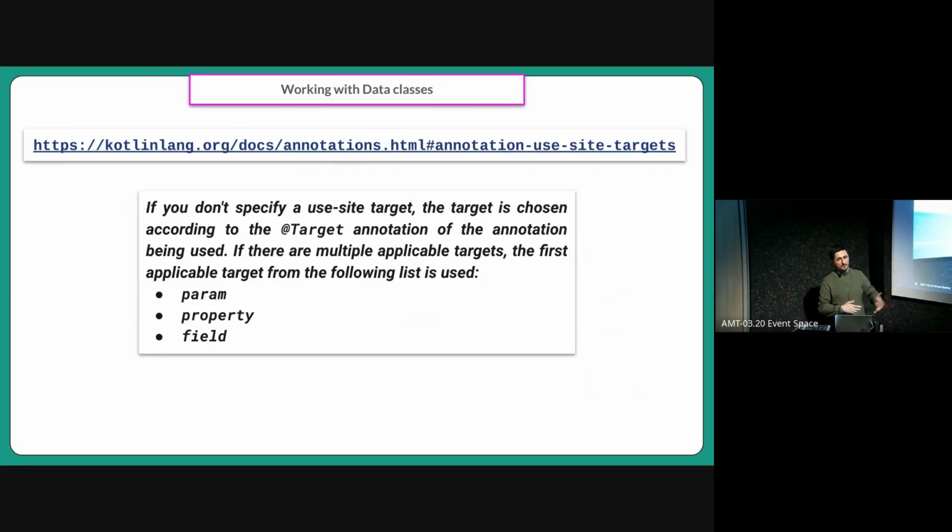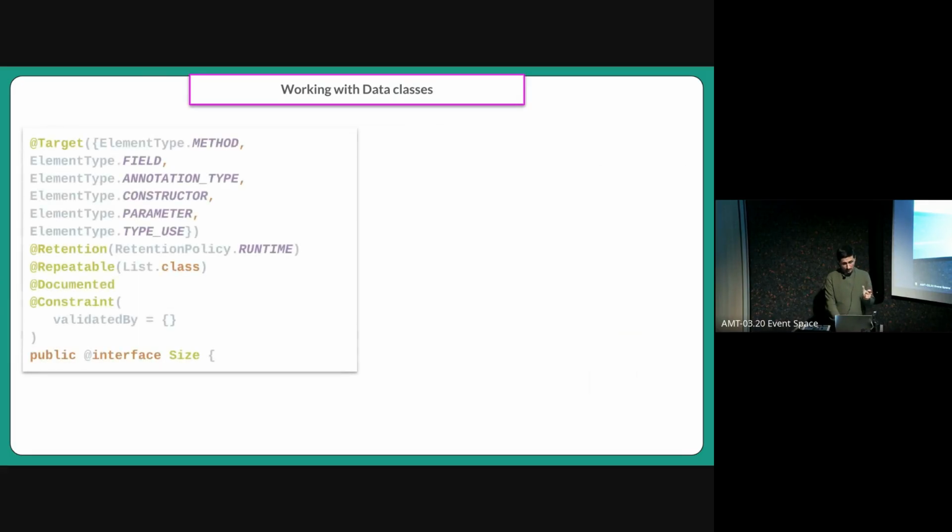And we didn't come across the documentation with Kotlin, which says that if you don't specify a use-site target, the target is chosen according to the target annotation of the annotation being applied. If there are multiple applicable targets, the first applicable target from the following list is used. So if we have a look at one of these annotations where I had to put field, we can see that they are targeted by method, field, annotation type, constructor, parameter, and type use.